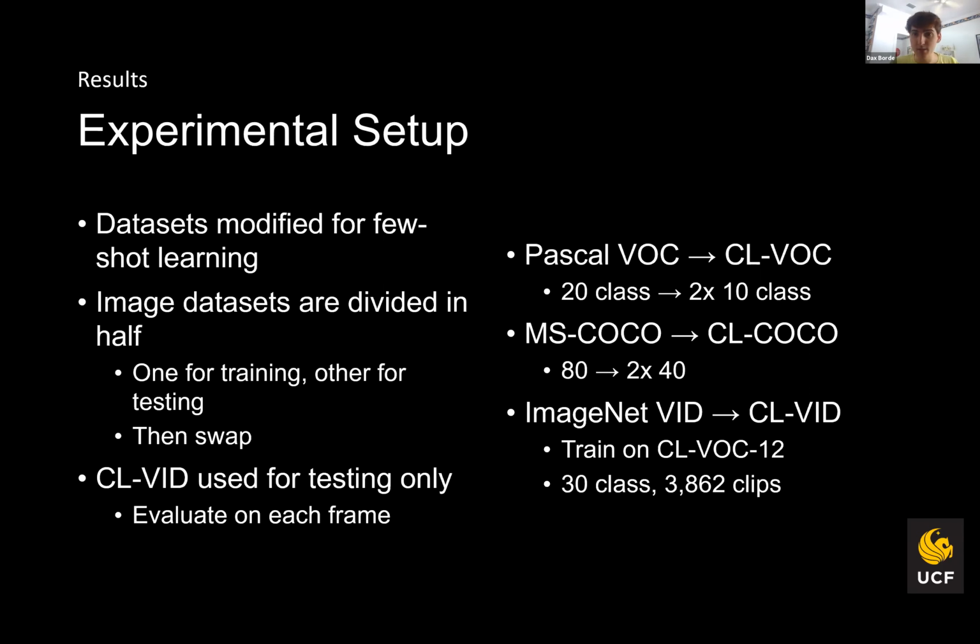So the actual data sets, just very briefly, I already mentioned Pascal. That has 20 classes. They divide it into 2 globs of 10 classes, train on one, test on the other. Same thing with MS Coco. This time it's 80 classes, so our 2 blobs are of 40 classes. And then I mentioned that the video data set is ImageNet Vid. They only evaluate on it. They train on Pascal, and then they evaluate on basically all of the clips frame by frame.